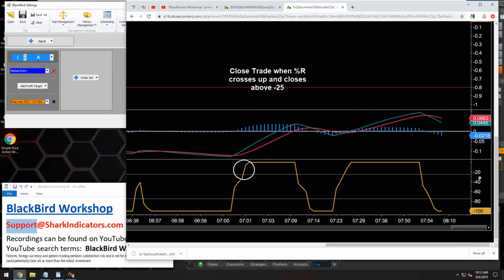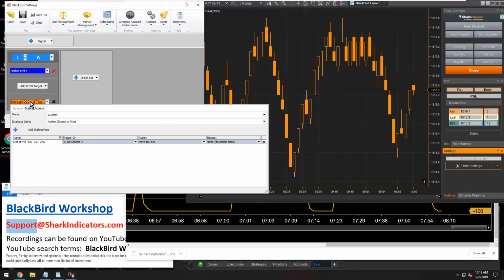We can see that the Williams %R starts at 0. 0 is the greatest value that this indicator outputs, and it goes down into negative numbers, right? So that's why in the trailing rule we had to set these values up backwards of any other typical indicators. So let's get back to this trailing rule here.